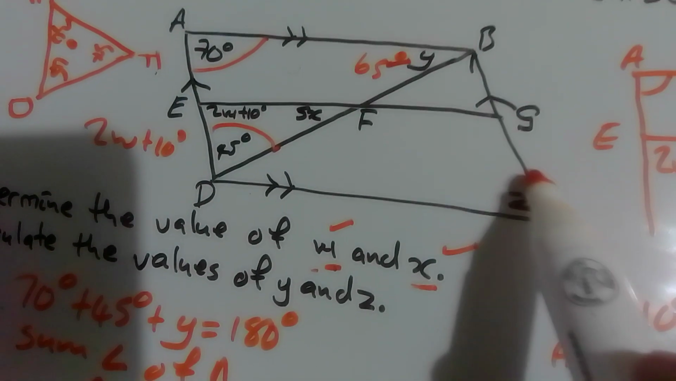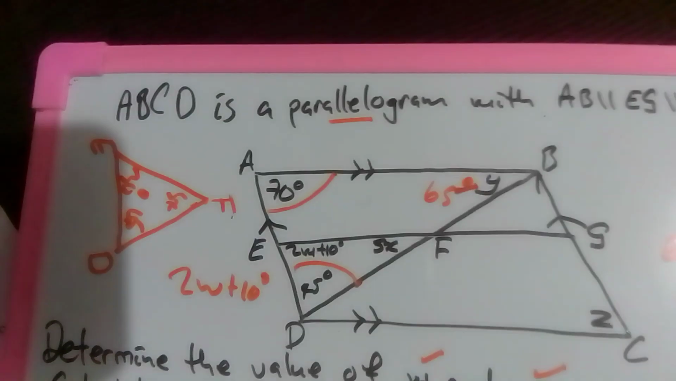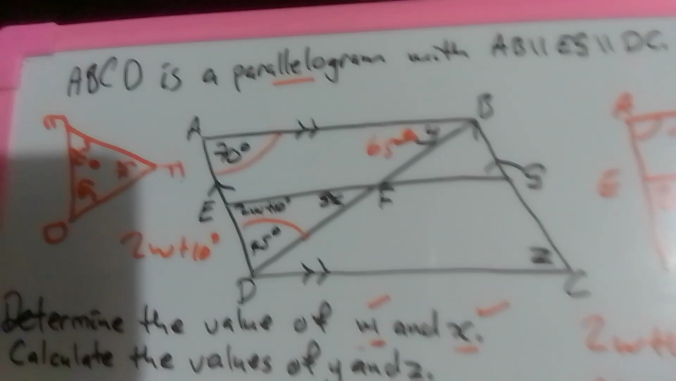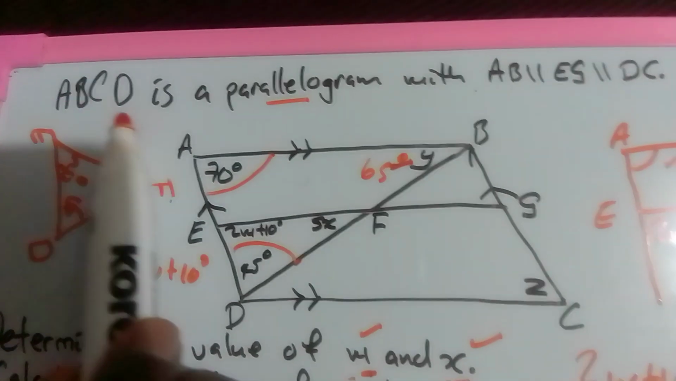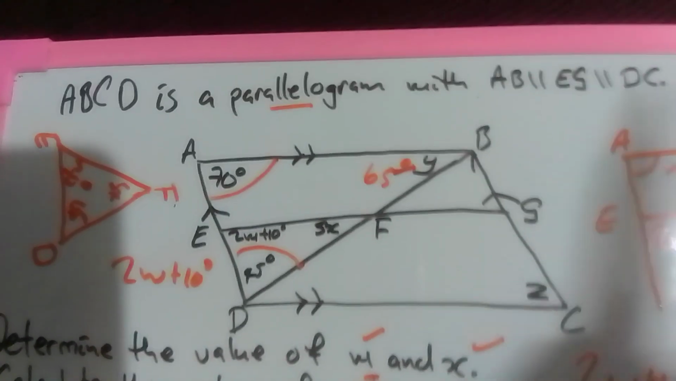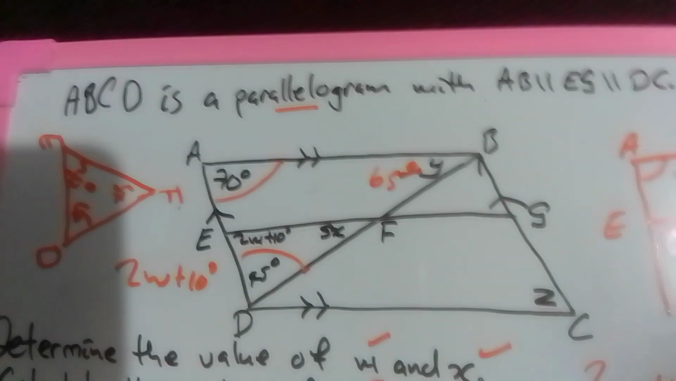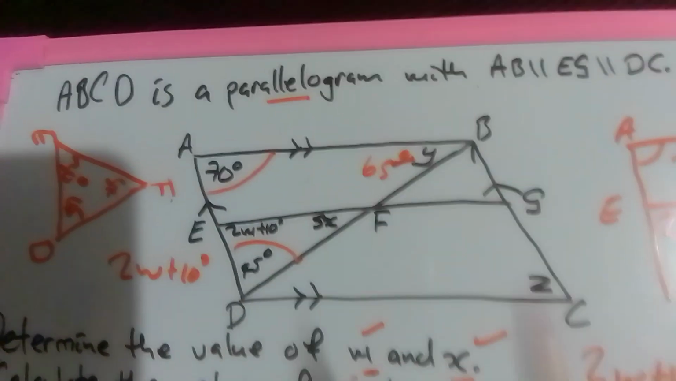I'm now left with this angle only, which is 70. But let me go back to my information. I must never forget. I must pay attention to detail. I must be like a detective. Why? ABCD is a parallelogram. And what do I know about a parallelogram? The opposite angles are equal. So here I don't have to calculate.